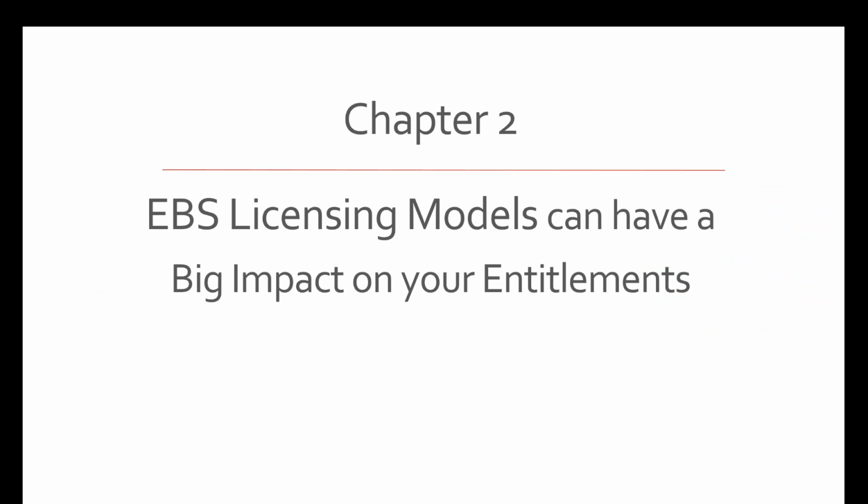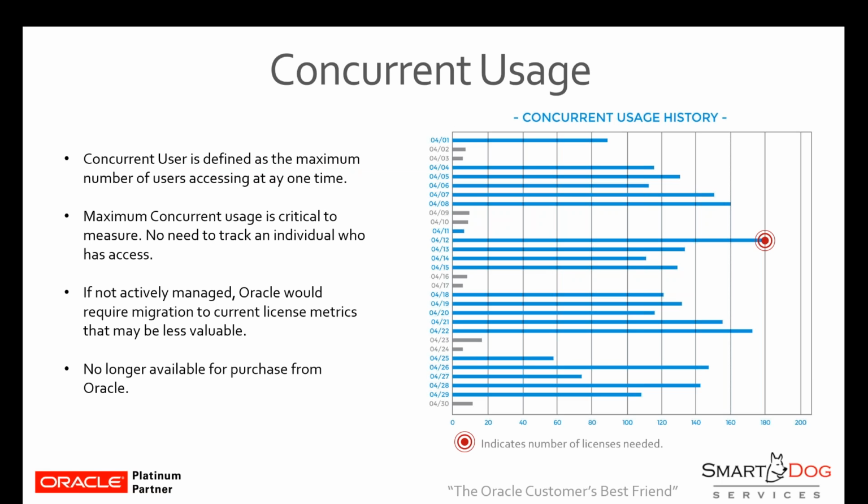So how you're licensed makes a big difference on your entitlements. In the previous chapter, we discussed the various different license metrics. Let's talk about the first one, the concurrent usage. So what is the concurrent user definition? The concurrent user definition is defined as the maximum number of users accessing at any one time.